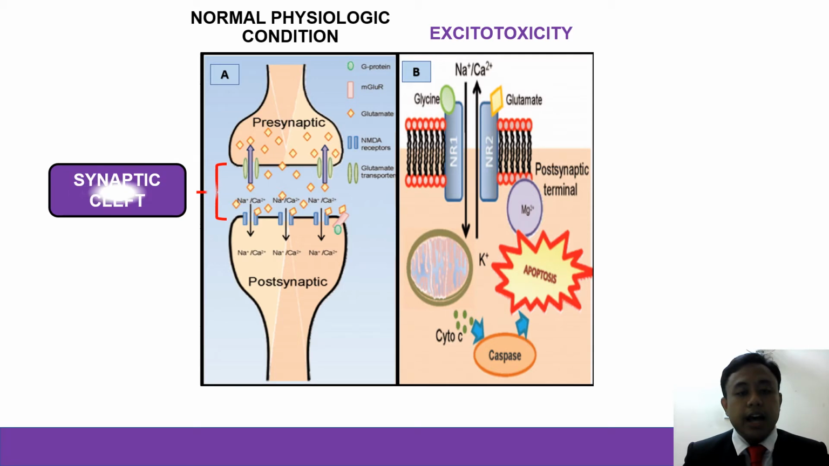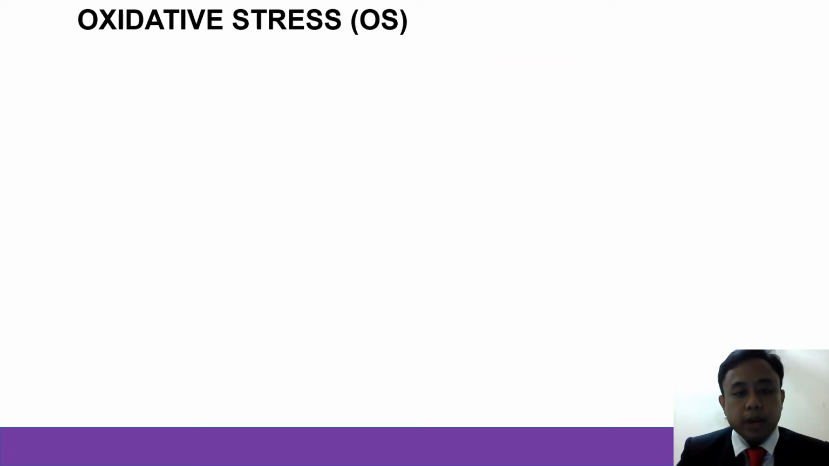So let's talk about the normal physiological condition. We can see that the ions move freely from the presynaptic neuron through the synaptic cleft onto the postsynaptic neuron. But in the case of excitotoxicity, an excessive amount of calcium diffuses into the postsynaptic neuron, hence triggering many apoptotic cascades. One of the main hallmarks of excitotoxicity is oxidative stress or OS.